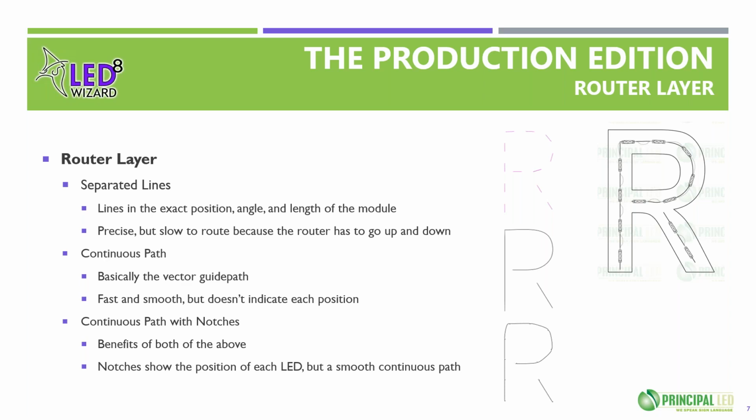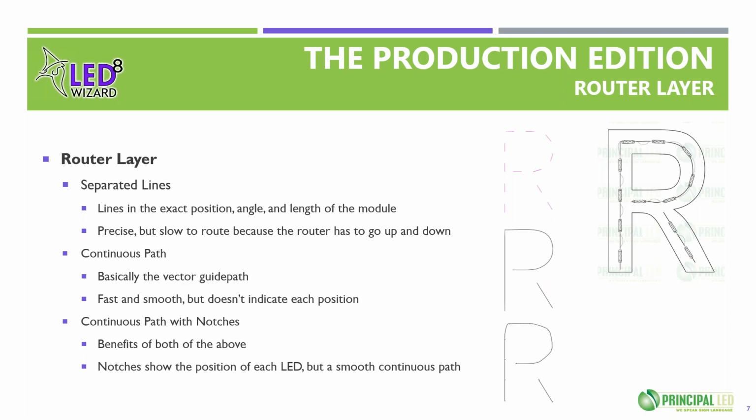So in many ways, this is visually, I think, the most accurate, but from a productivity standpoint, it's just not as fast. So we continued on in LED Wizard 8 with the second two options, which is a continuous path. The continuous path here is basically the vector guide path. It's the underlying path that defines where the LEDs go.